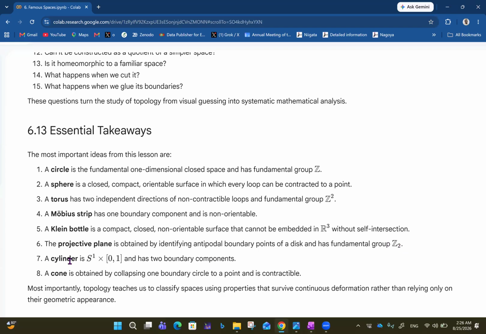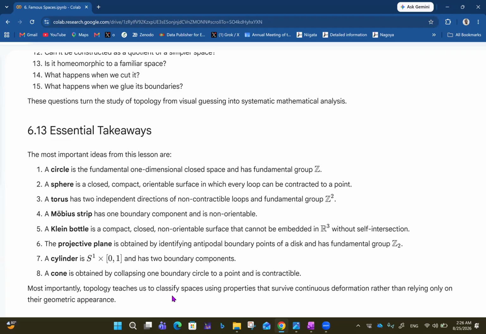A cylinder, this is Z to the power 2 here. That's Z by Z. So a cylinder is S1, that's the circle, times height, and has two boundary components. A cone is obtained by collapsing one boundary circle to a point and is contractible. So collapse one boundary circle on a cylinder, and leave the other one, and then you get a cone.